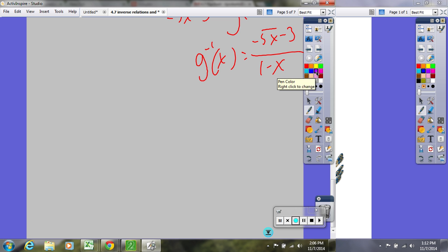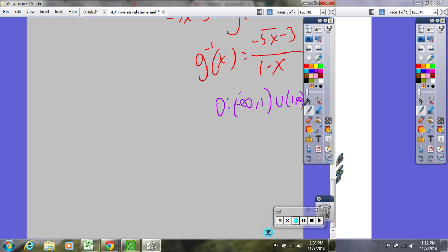What value can x not be? 1. So notice domain is negative, no, it's 1. 1 minus 1 would make that 0 in my denominator, wouldn't it? Negative infinity to 1, union 1 to infinity. Did the outputs become the inputs? And that's a good way to check to make sure you did this right, because it should, shouldn't it?